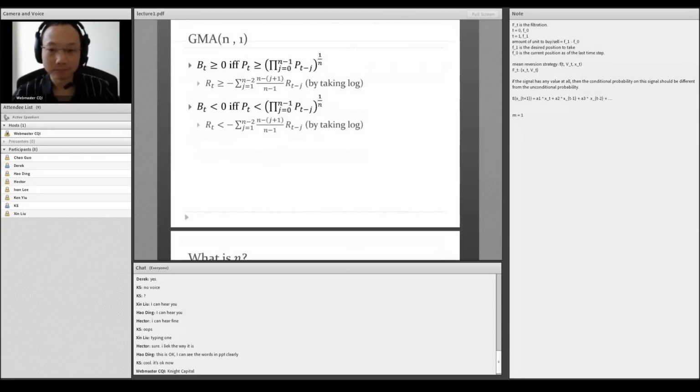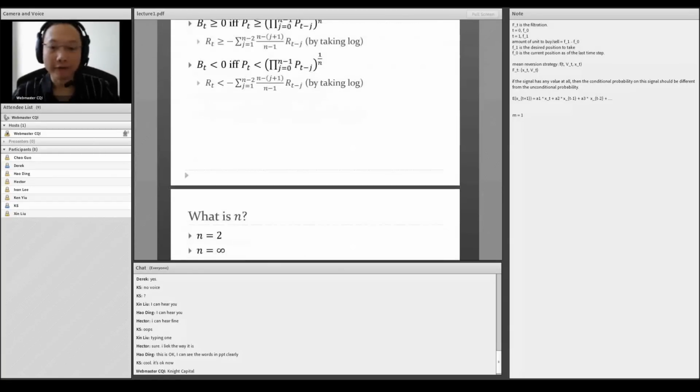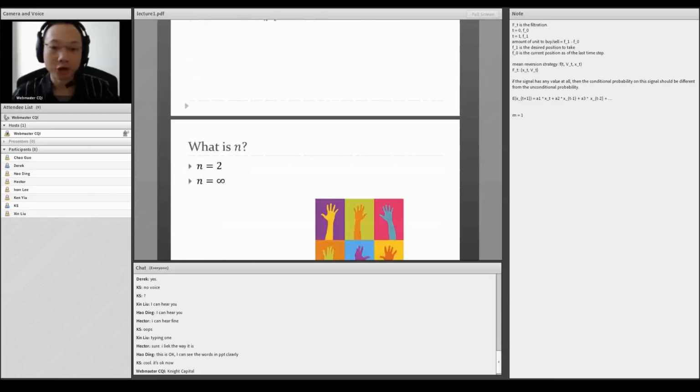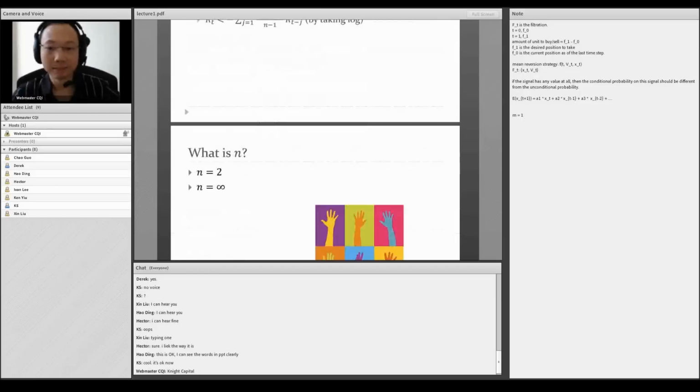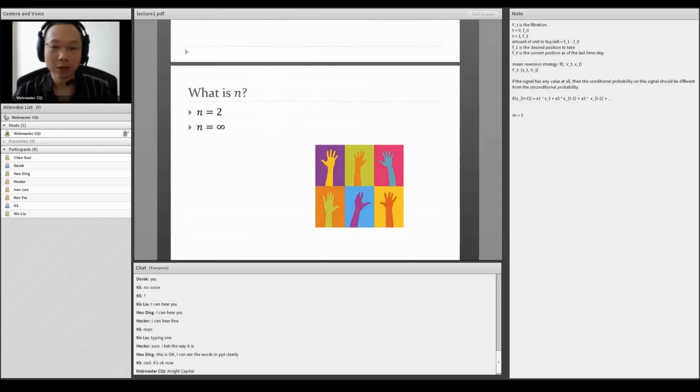Now we have another choice. After these two simplifications, the problem becomes easier because it's a one-dimensional problem in n, but we still have two choices. We can either choose n equal to 2, or we can choose n equal to infinity. There are reasons for both.